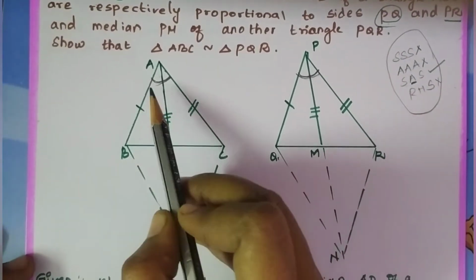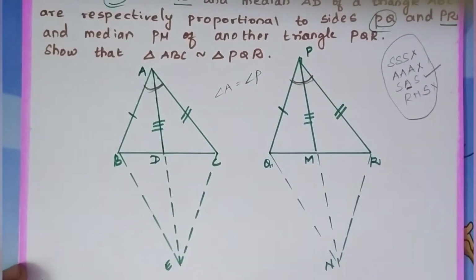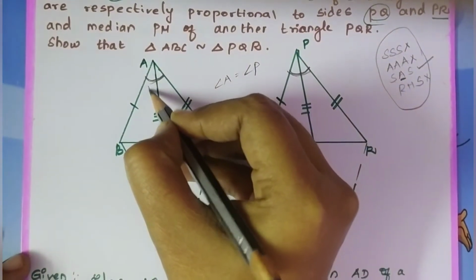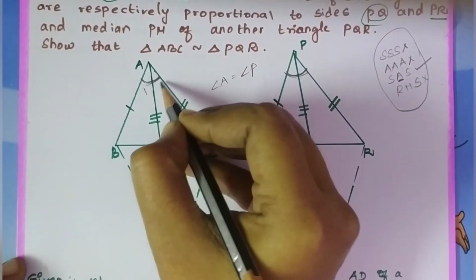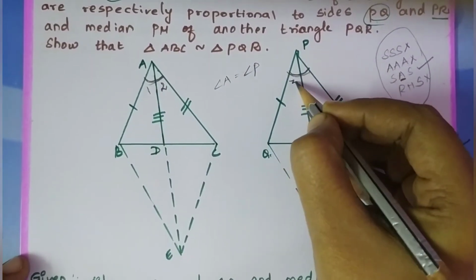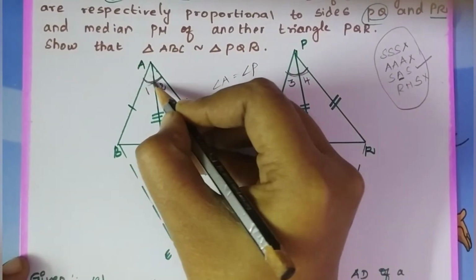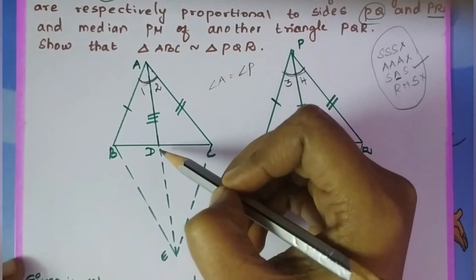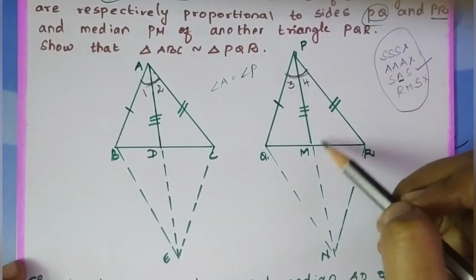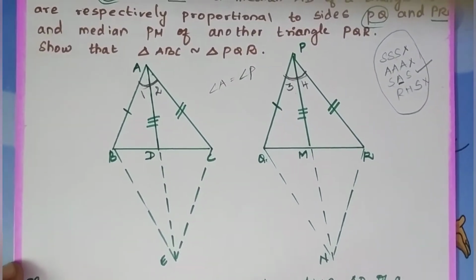So we have to prove that angle A is equal to angle P. That is very, very important. This is angle 1, I'm going to mention, and I'm going to divide this one. 1, 2, 3, 4. This is angle 1, that is BAD, DAC is 2, QPM is 3, and MPR is 4. Okay, clear all of you?